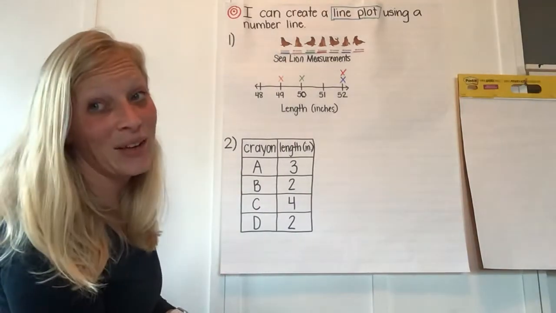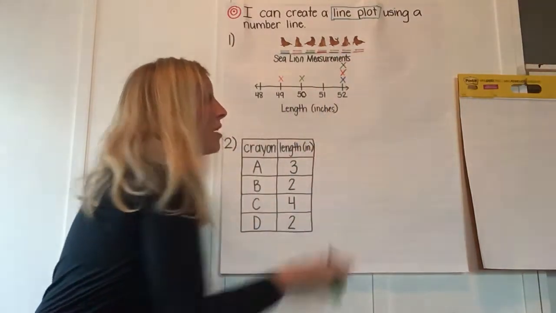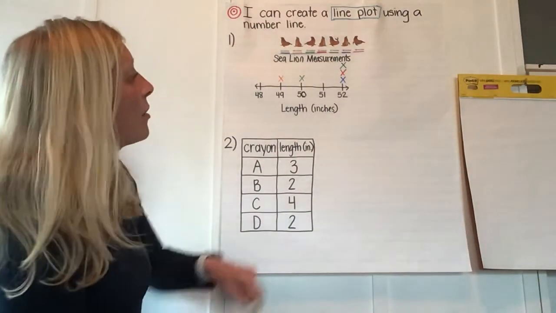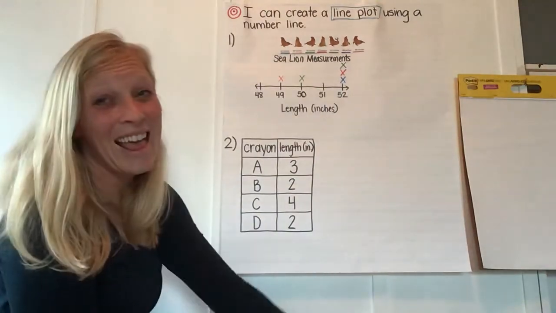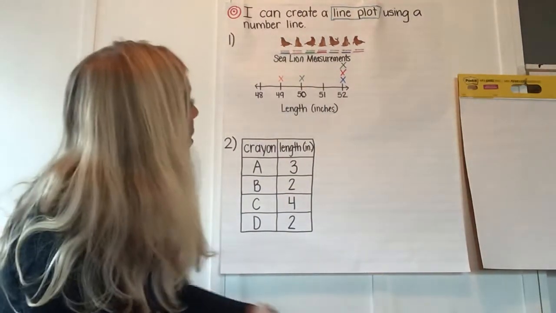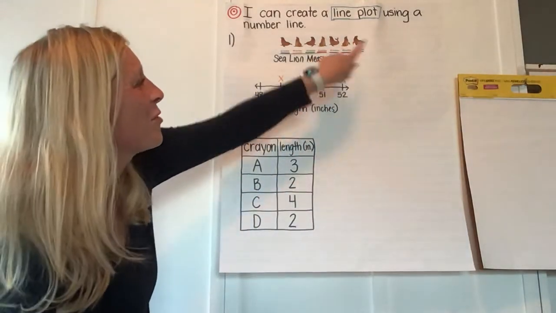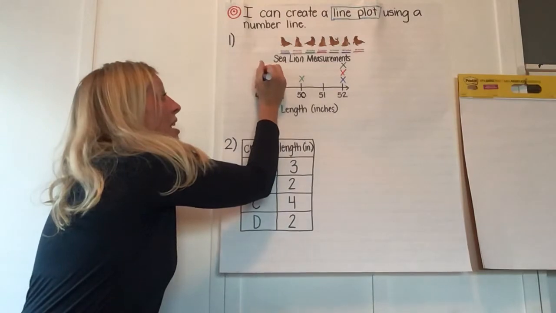And look at the next one. It's also 52 inches. So I'm gonna put my dark green X up there. See where that is right there? I'm putting that X to represent that sea lion at the bottom of my line plot. Then I have my 48 incher, right? And so I'm gonna come over to my number 48.